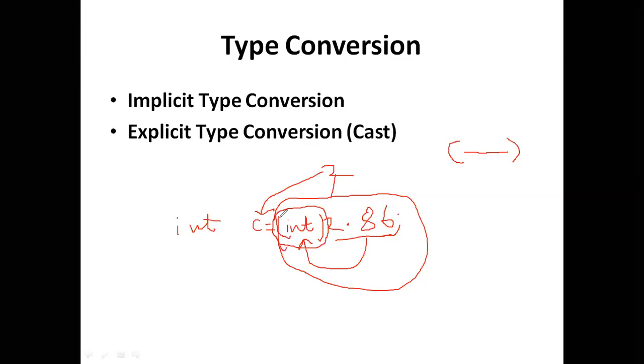For that, what operators are we using? We are using some braces, and inside the braces we mention the targeted type. This type of casting is called explicit type conversion.